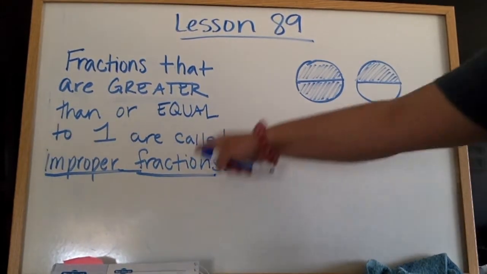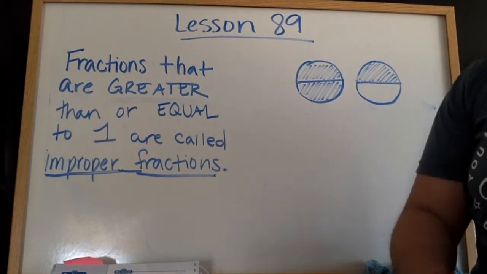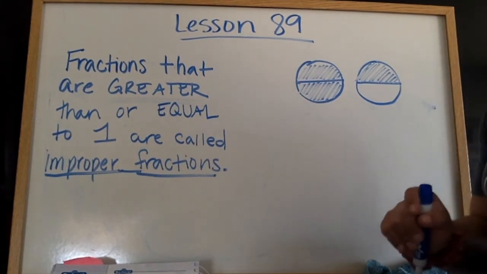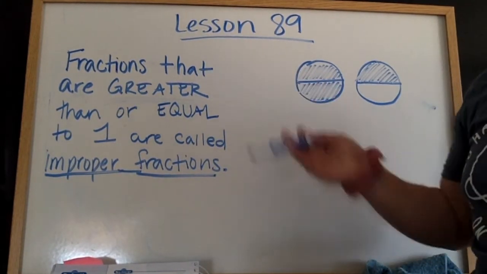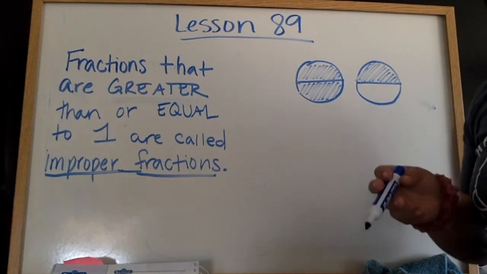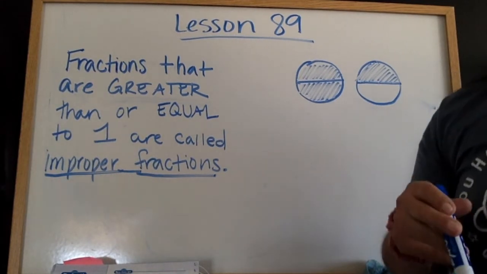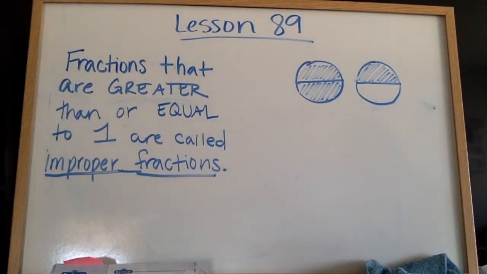So on the left here I have the definition of an improper fraction. These are fractions that are greater than or equal to 1. That's your improper fraction, okay? Greater than or equal to 1. So I'm going to show you what I mean by that.